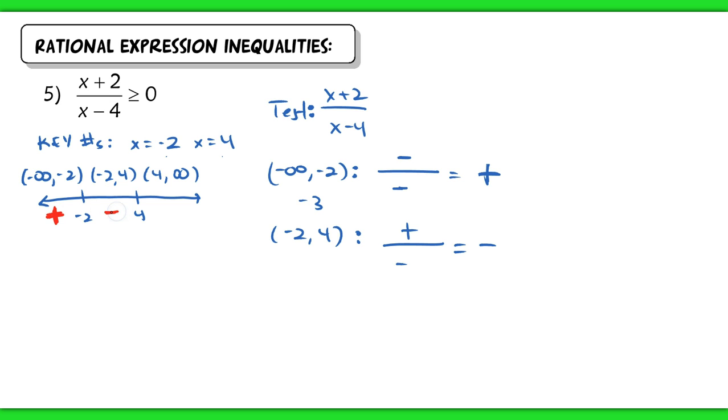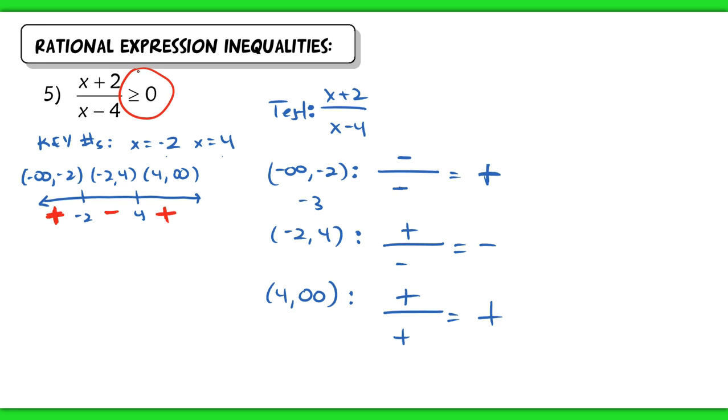This next one is negative. And the last one to test is 4 to infinity. So let's pick a number. Let's say it's 5. We plug in 5 into the numerator. Our numerator remains positive. Our denominator is also positive, so we have a positive. Okay, so the original inequality here asks us to find when it's greater than or equal to 0.